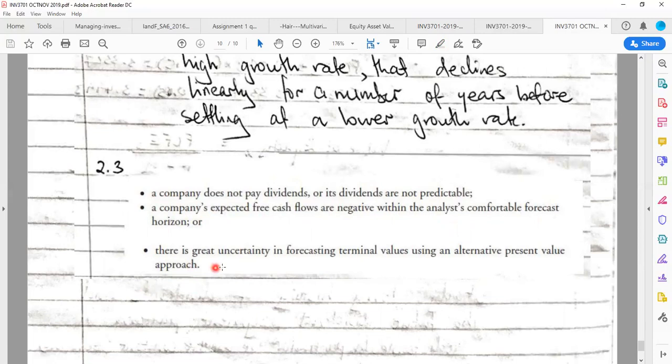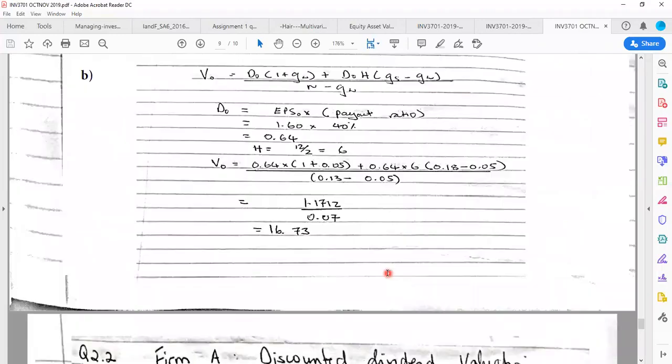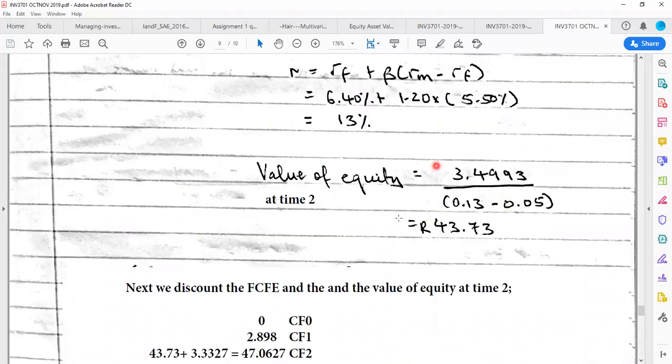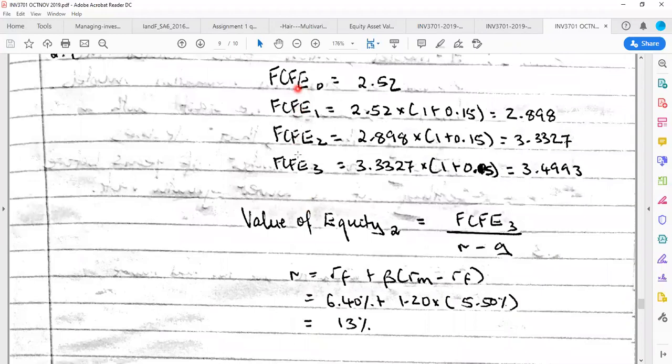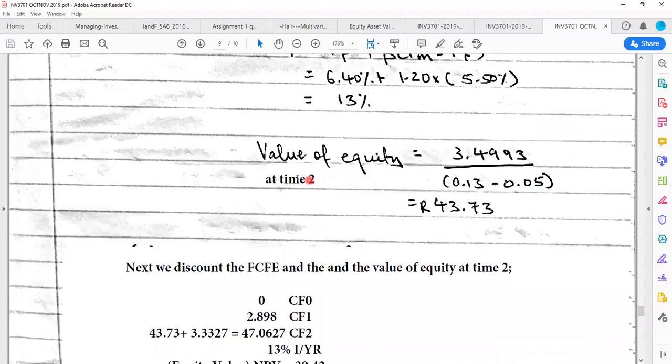And lastly, there is great uncertainty in forecasting terminal values using an alternative present value approach. So these are the instances in which the residual income valuation model would be most appropriate. But in this paper, they just wanted 2 reasons, but I've given you 3. And when we say terminal values are uncertain, we mean calculations like these ones. This is a terminal value. We mean calculations like these ones are uncertain. When we get to a certain time in the future, after forecasting, and then there's uncertainty with regards to a value like this.